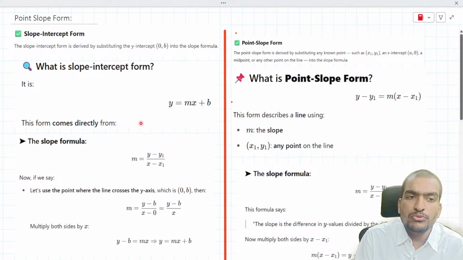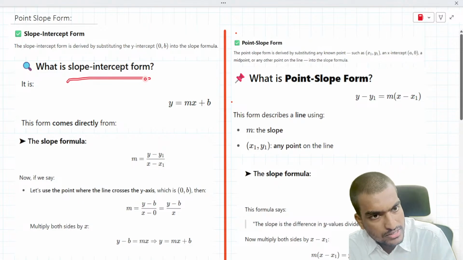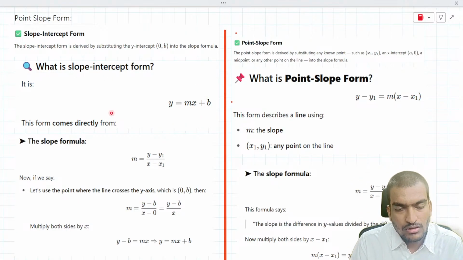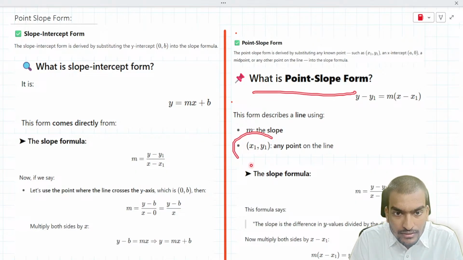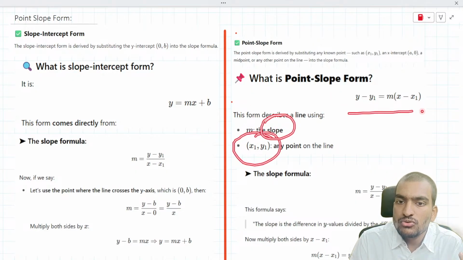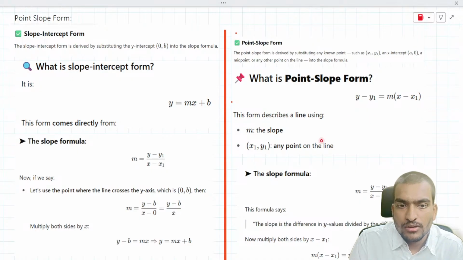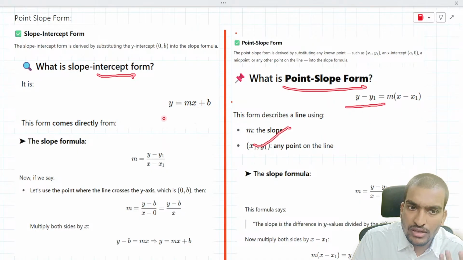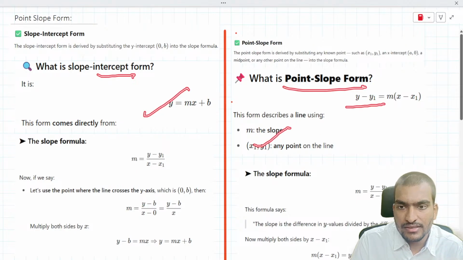And when to use slope-intercept? When they give the y-intercept and you want to form an equation, you can directly use this. And whenever they give a point and a slope in the question, you use point-slope form. Point given, then use point-slope form. Intercept given, then use slope-intercept form. That's it.